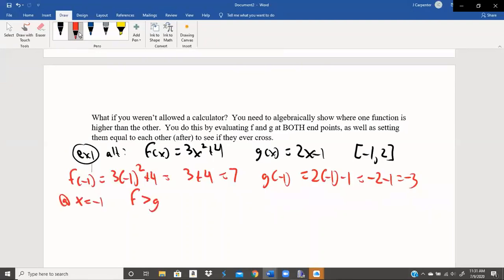At -1, f is greater than g. F of x is bigger than g of x. 7 is bigger than -3. So that says that if you drew them out, the f function, the parabola, should be higher than the line, and we saw that already.